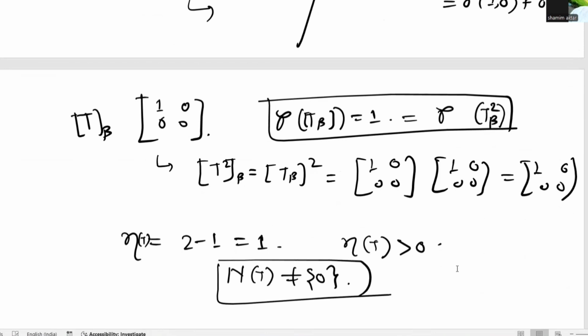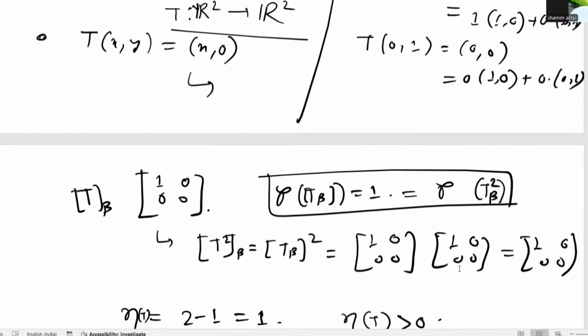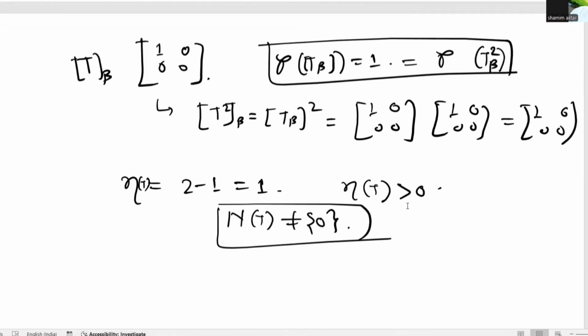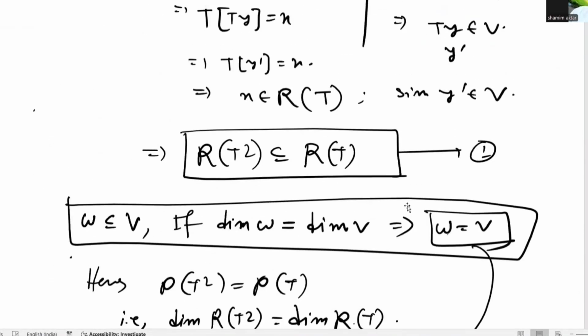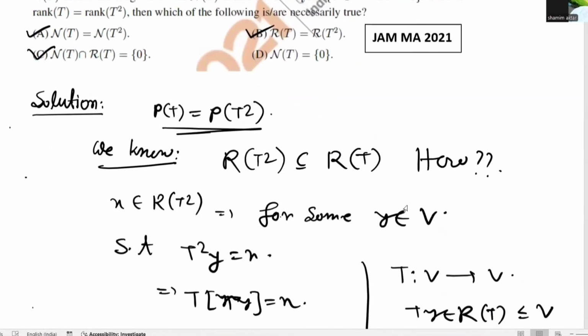We also know that the rank of this matrix is the rank of the linear transformation, and similarly for the null space and range space. So in this example the null space is not equal to the zero vector, so this implies option D is false.